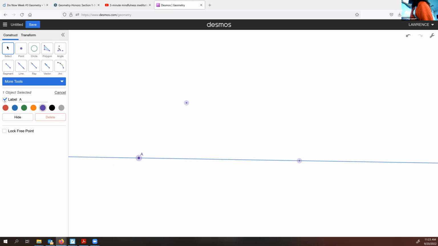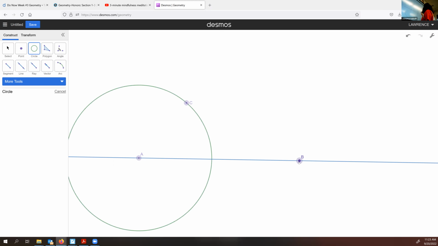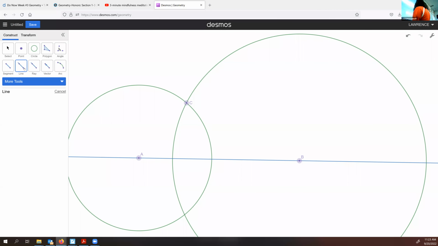Come on, label. B. And C. So what I'm going to do is start with that perpendicular line. So I go A to C, and I go B to C, and where they cross, I'm drawing a line through that. So that's all good so far.